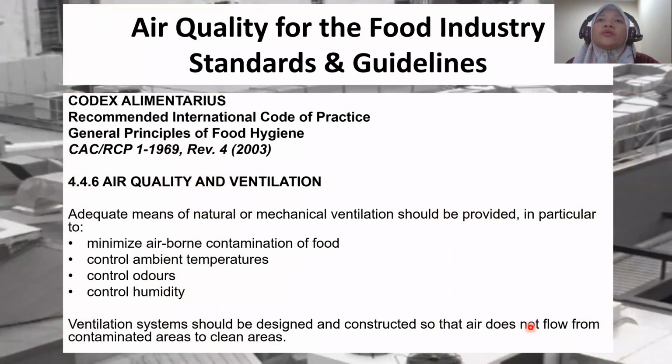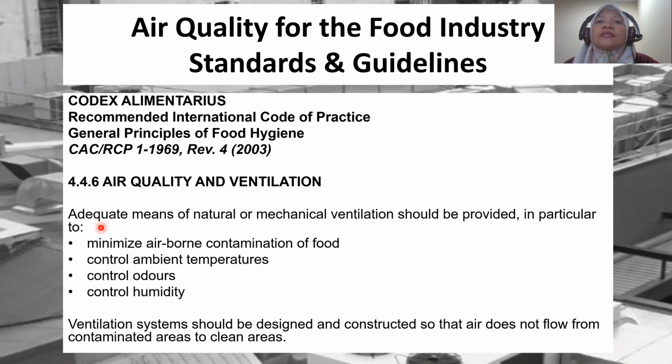Now let's look at the Codex Alimentarius. So this is general principles of food hygiene. The Codex Alimentarius general principles of food hygiene lay a firm foundation for ensuring effective food control and food hygiene. Guideline for air is given in section 4.4.6. This section is entitled Air Quality and Ventilation.